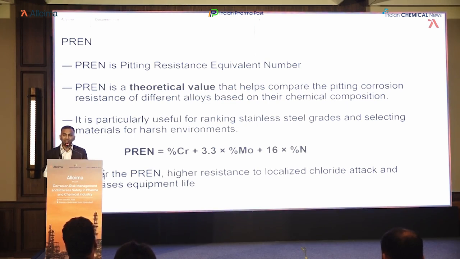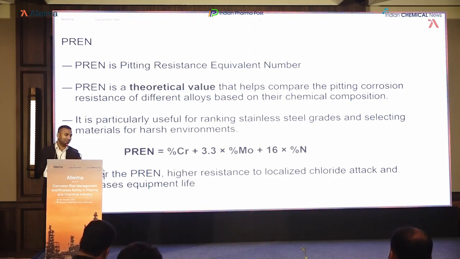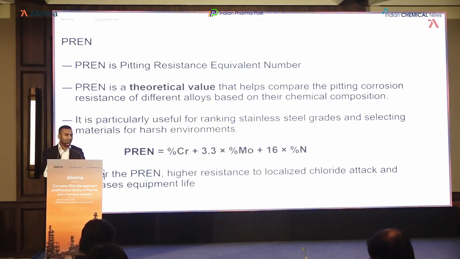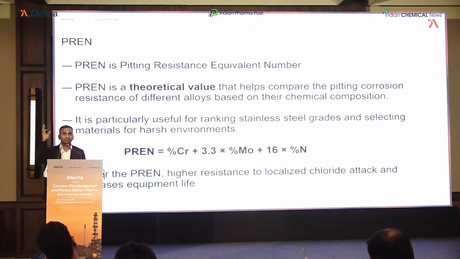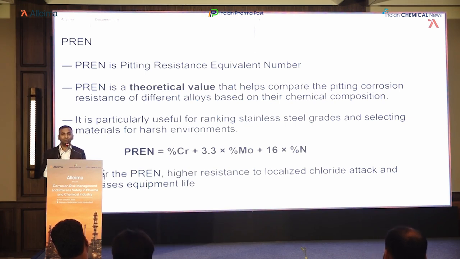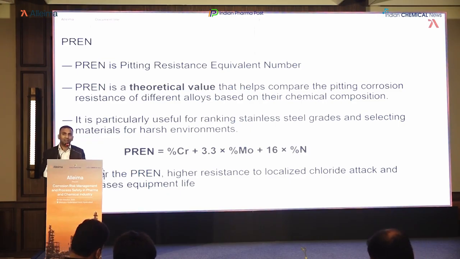So what exactly is PREN? PREN is nothing but pitting resistance equivalent number. It is like a thumb rule, or a theoretical value, which compares the pitting corrosion resistance of materials. It is particularly useful for ranking materials, like which material has higher corrosion resistance and which has lower. It is calculated using the formula: percentage chrome plus 3.3 times percentage moly plus 16 times percentage nitrogen. So the higher the PREN number, the higher the pitting resistance.